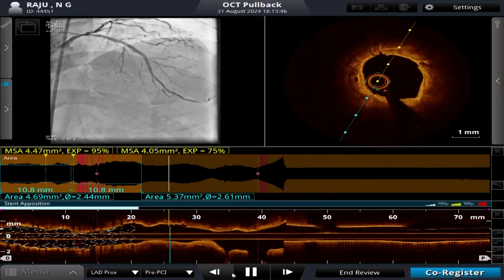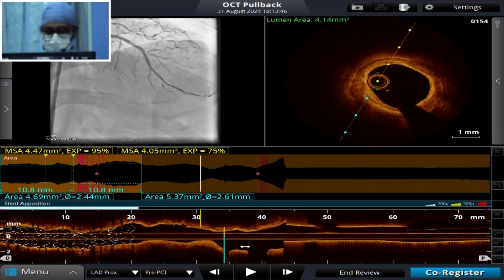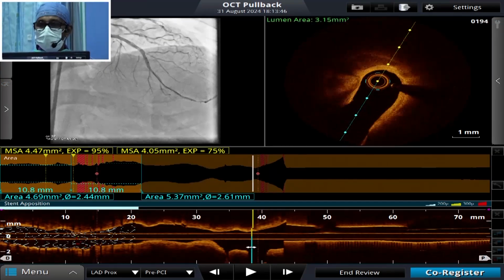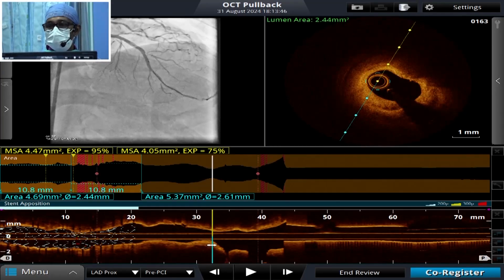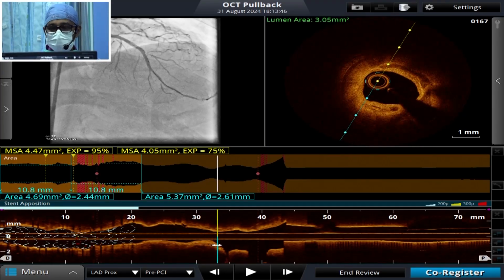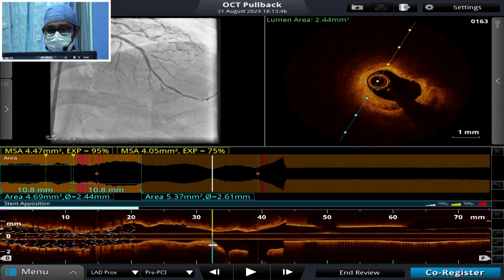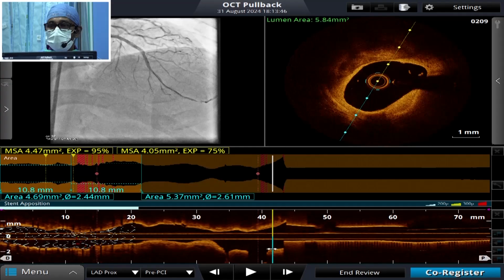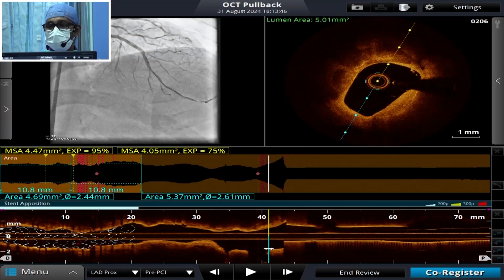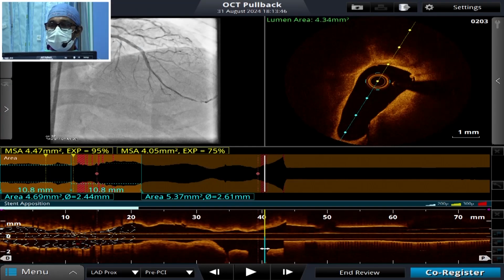Well, now we are seeing the left main here. We are seeing the circumflex and the proximal LAD. The proximal LAD appears to be too small. It's 2.4 millimeter, so probably something needs to be done for that. And when we come to the left main, it is 5.5, and there is significant calcification there.